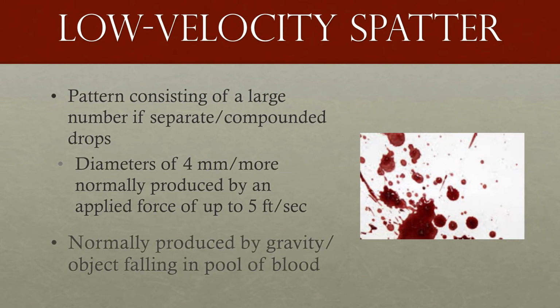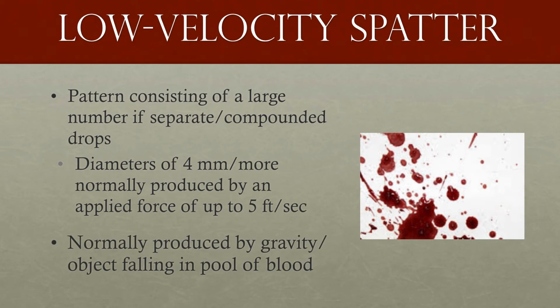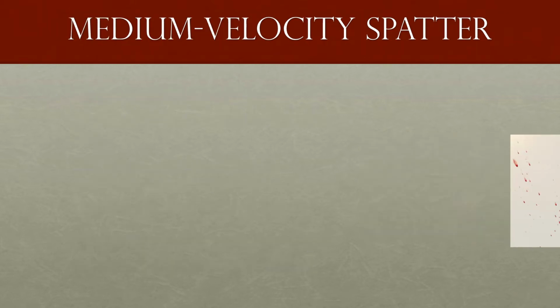With low velocity spatter, patterns consist of a large number of separate or compounded drops. The diameter is about 4 millimeters or more, normally produced by applied force of 5 feet per second. So it tends to be slower, droplets falling from an open wound, because it's normally produced by gravity or objects falling into a pool of blood.